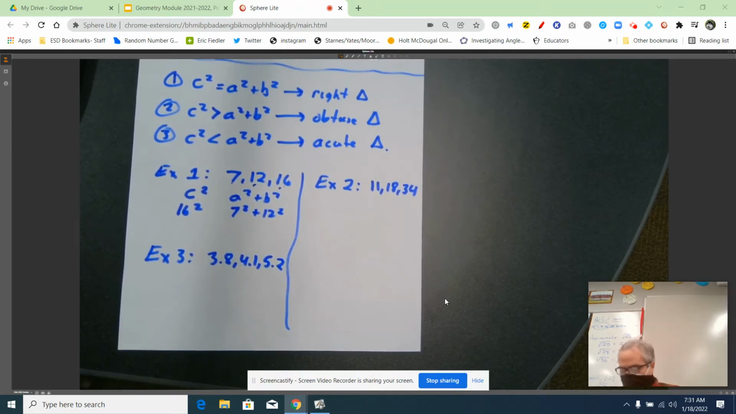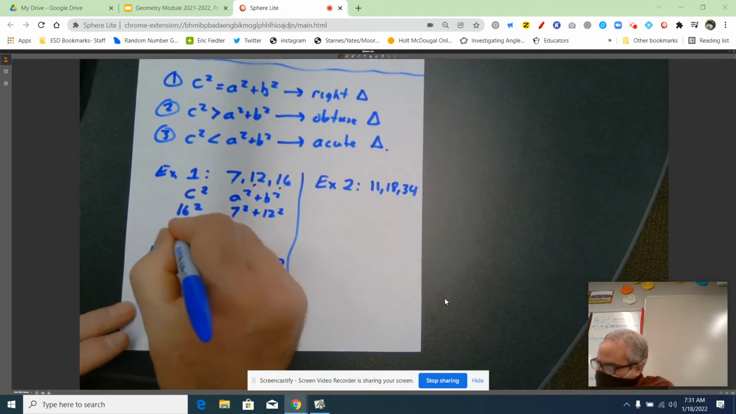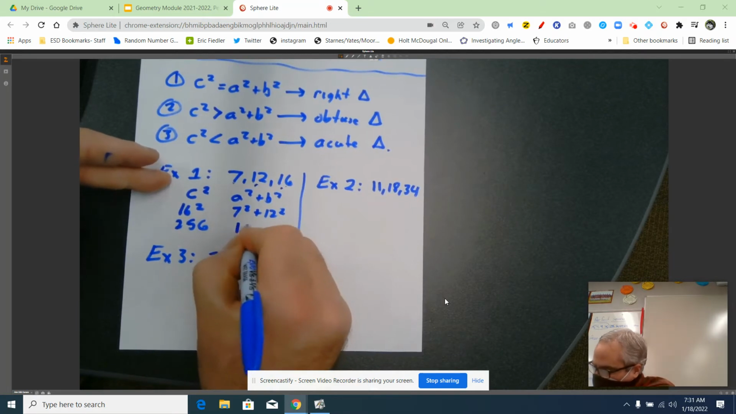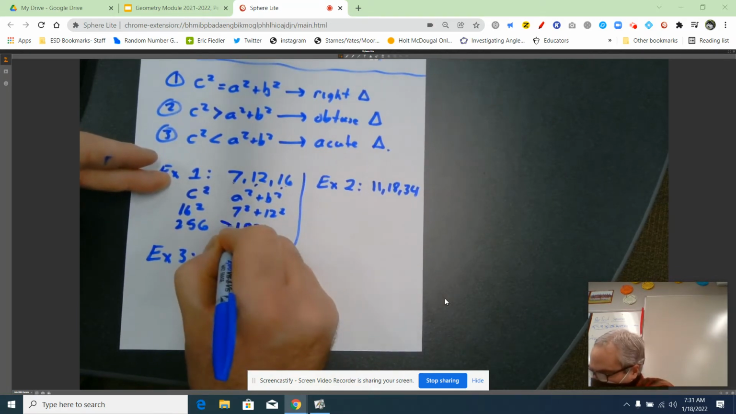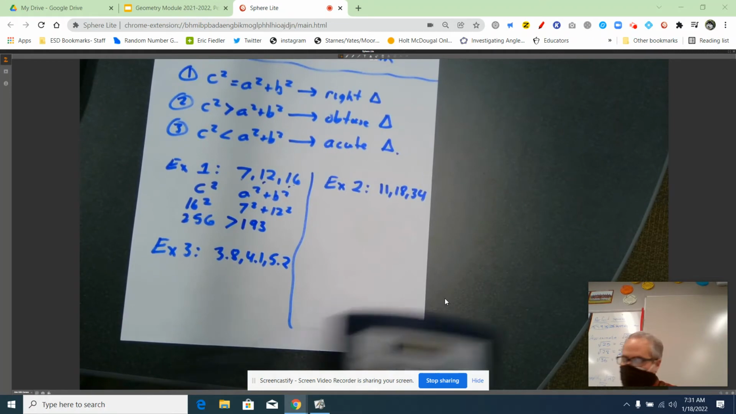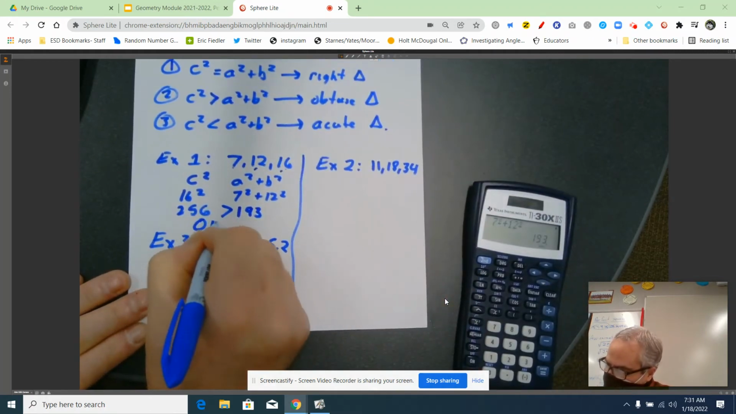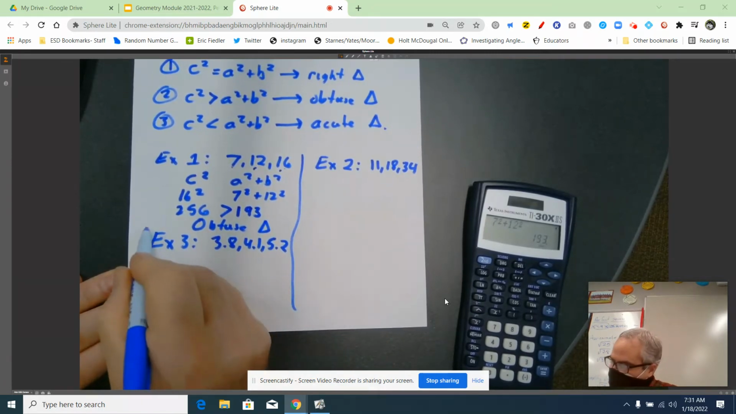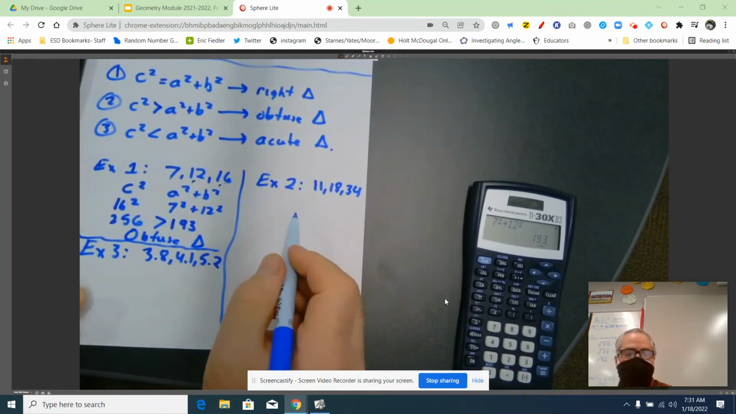Alrighty, so we have 16 squared, and that equals 256. And then 7 squared plus 12 squared, I'm just going to figure that out and add them together. So 7 squared plus 12 squared equals 193. And 256 is greater than 193, isn't it? So that has to be an obtuse triangle. Obtuse triangle.